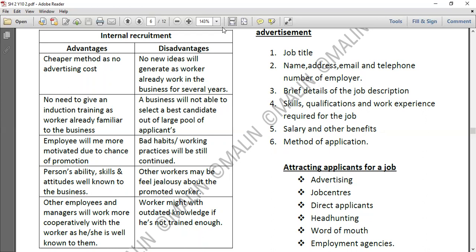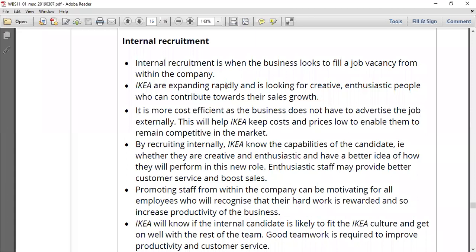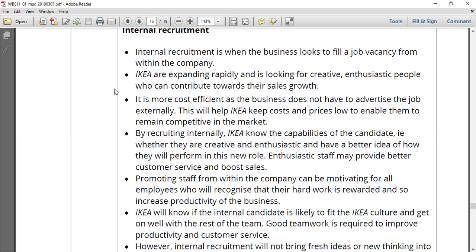Right. Let's go to the marking scheme and see what points they are mentioning there. So internal recruitment is when the business looks to fill a job vacancy from within the company. IKEA are expanding rapidly and looking for creative, enthusiastic people who can contribute to their sales. So for this application, you can see they are taking from the case study.